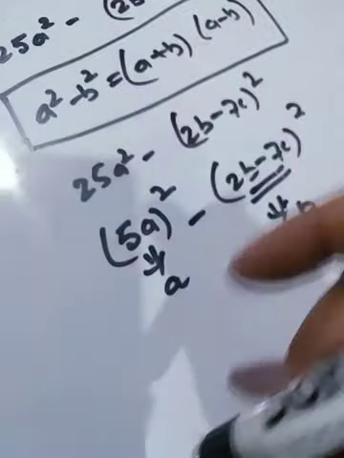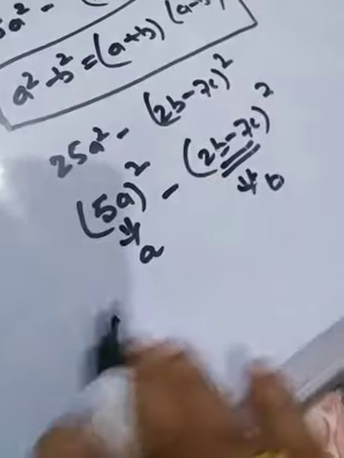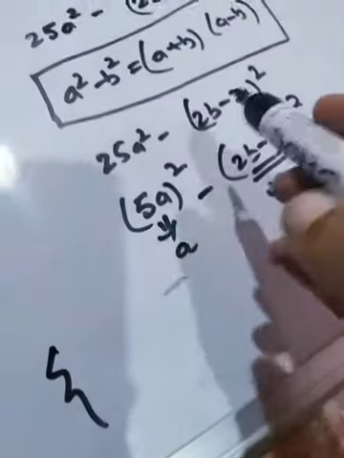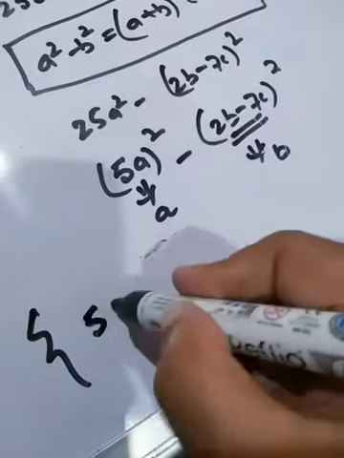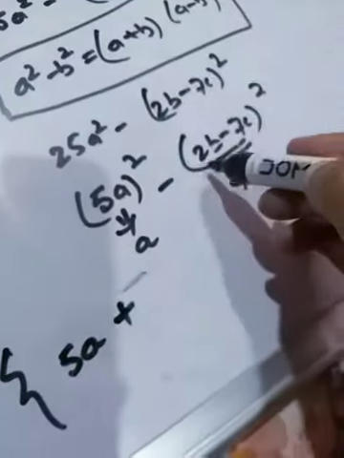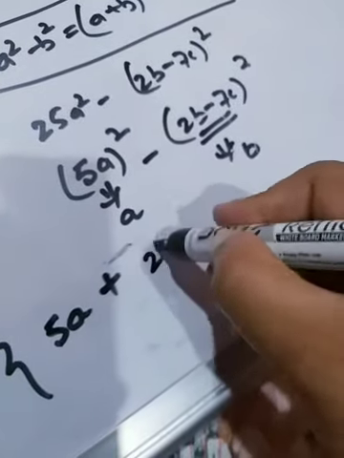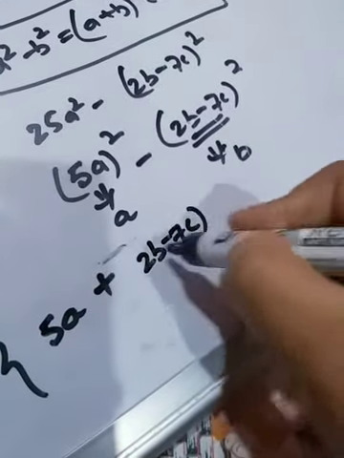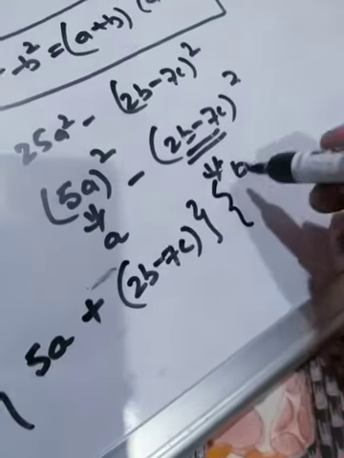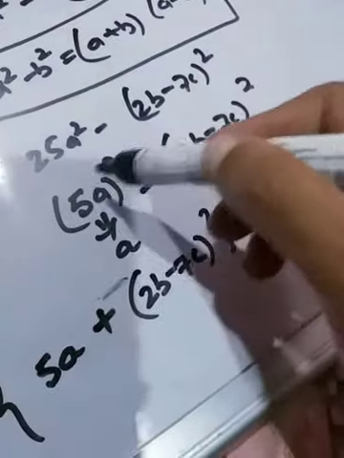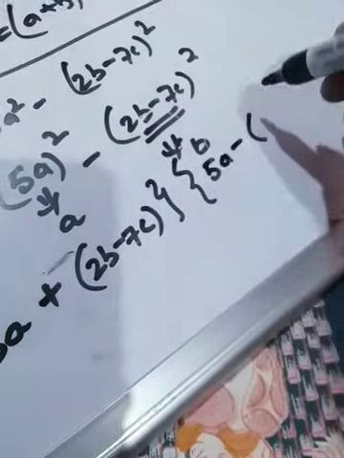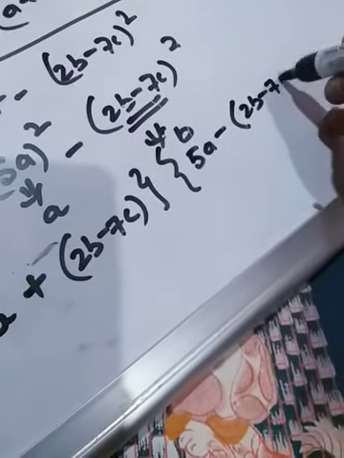It is a plus b times a minus b, isn't it? So what is there in place of a? Now this time you need to give curly brackets. Now a plus b. What is there in place of a? 5a. A plus b. B is what? 2b minus 7c. Now put it inside a bracket because it is a binomial. Now again a minus b. What is there in place of a? 5a minus, again give a bracket, 2b minus 7c.